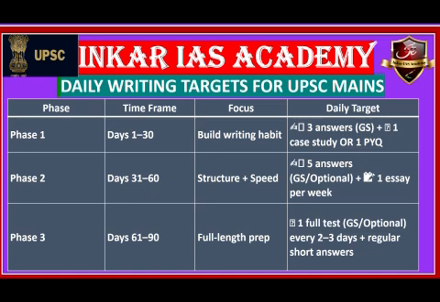In phase 3, that is the 61 to 90th day, full-length preparation is required. That is one full-length test every 2 to 3 days, from the GS or the optional. So at least once in 2 to 3 days you have to write one full-length test, and also write regular short answers as much as possible. So these are your 3 phases of preparation.